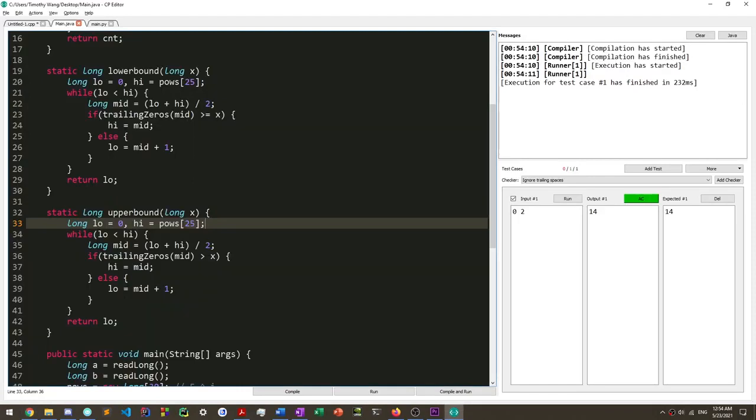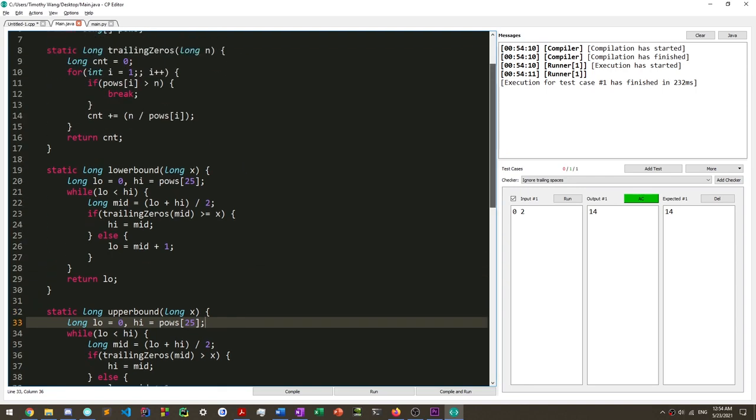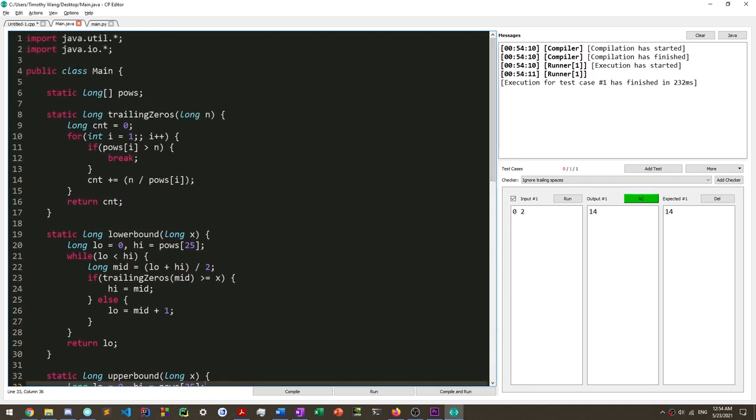So in this video, you learned about binary search and its more advanced concepts, and we showed you how to perform binary search on this problem called Zeros.